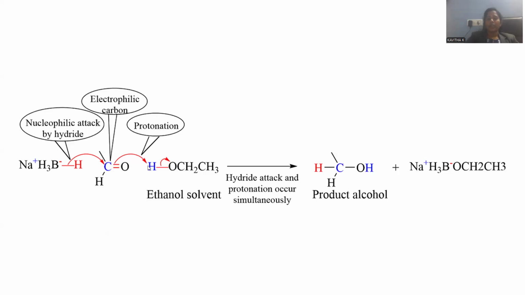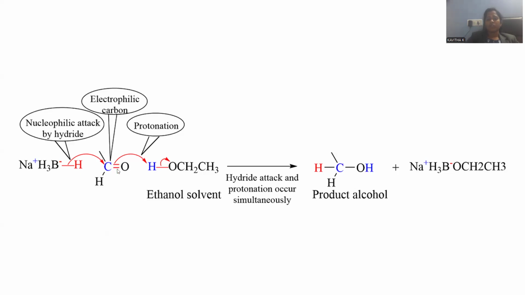That O minus will pull the proton from this protic solvent, either water or ethanol. Hydrogen as a positive ion, that means an H positive will be taken by the O minus. Subsequently, there is a formation of hydroxyl, and hydride will be added to the carbon, with a simultaneous shifting of hydride.